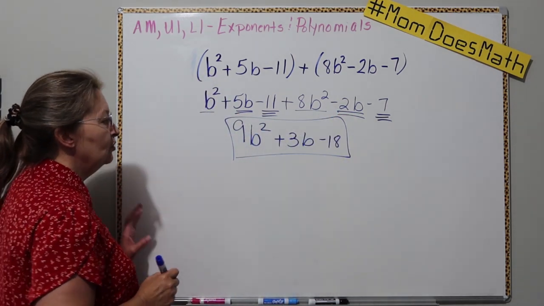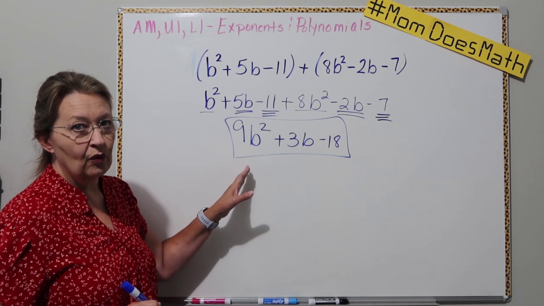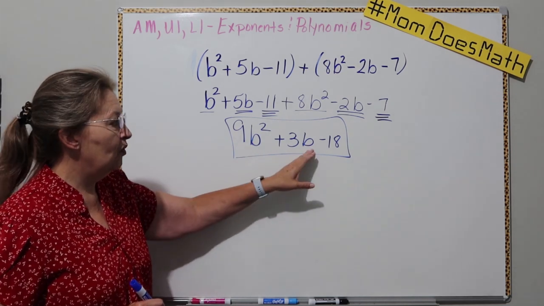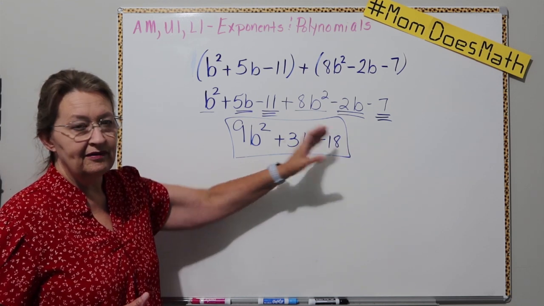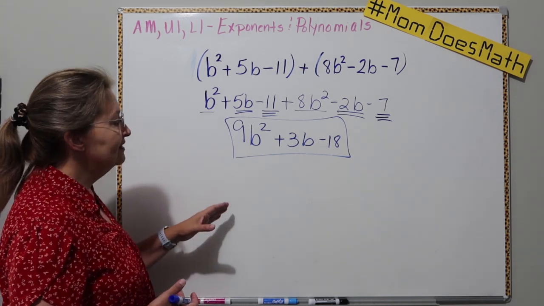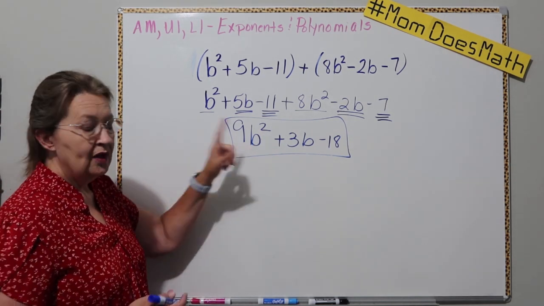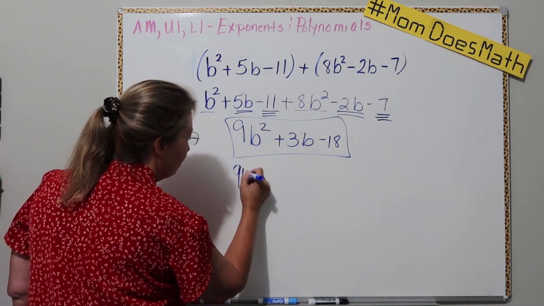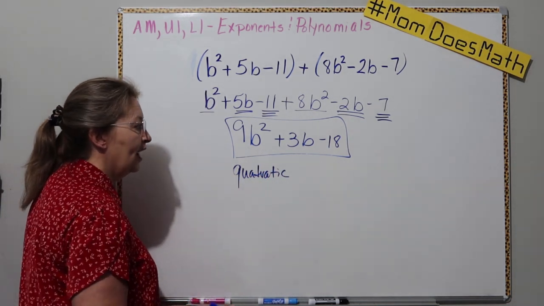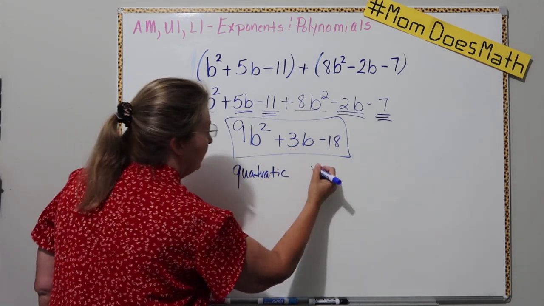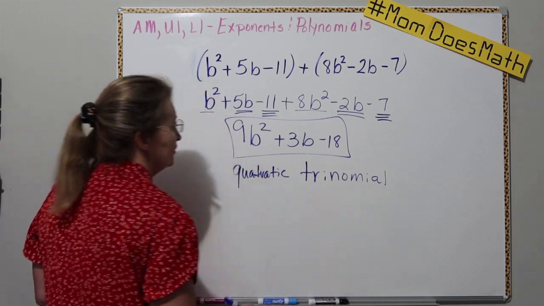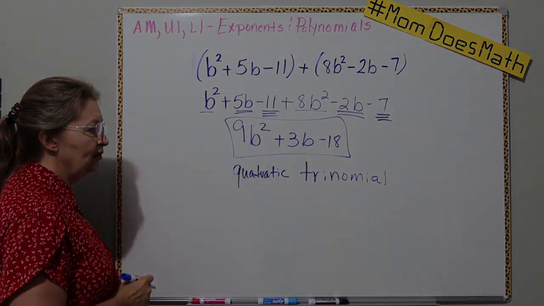Now we need to classify. First, make sure it's in standard form. Do your exponents decrease? They do. I've got a 2, a 1, and what would technically be a b to the 0. Alright, now classify it. What is your highest exponent? A 2. So that means that this is a quadratic. Now how many terms do you have? 1, 2, 3. So that means it's a trinomial. So, final answer, quadratic trinomial.